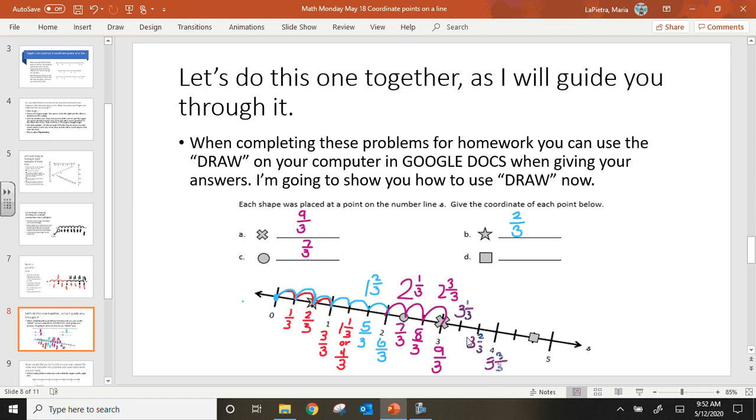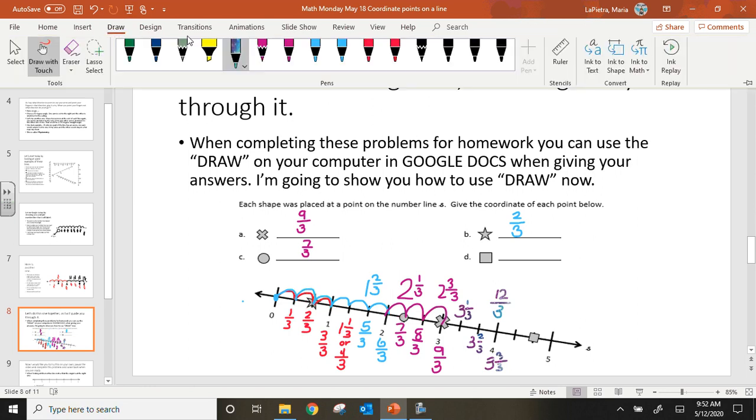Okay. Or you can put 10/3, 11/3, 12/3. 12/3 equals 4 as well. Okay? I hope you're watching how I'm using the draw. Whenever you want to use the draw function, click it. You'll see that the colors will come down and you can choose.